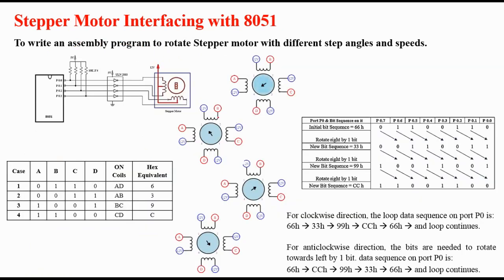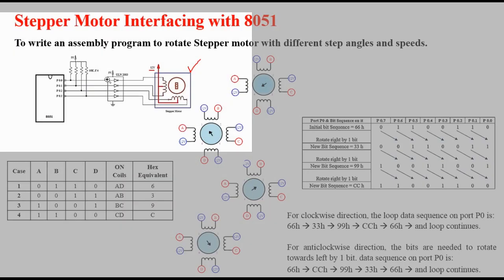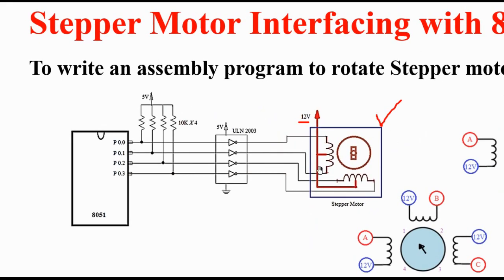Now, as per our previous discussion, we are going to connect the common terminal of the motor to the positive supply, which is 12 volt, right? So this common terminal is taken out and connected to 12 volt, whereas the remaining terminals we have connected to the microcontroller's port pins. But here you can see, in between the microcontroller's port pins and the stepper motor, there is one more IC, that is ULN2003.